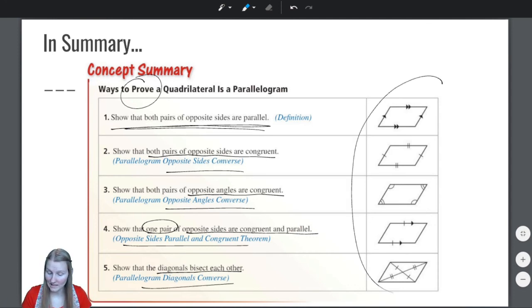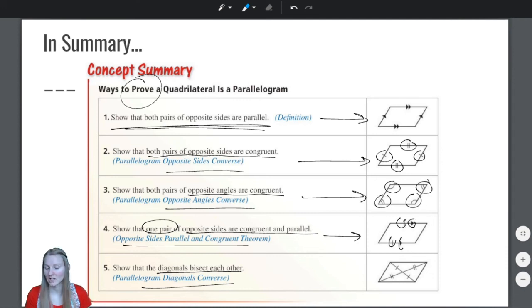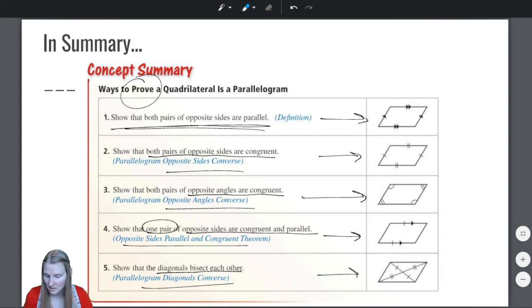I also really like that they give us pictures of what each of these looks like. So if you can show these arrows, it's a parallelogram. If you can show these tick marks, it's a parallelogram. If you can show these angle markings, it's a parallelogram. If you can show, etc., etc. If you can get this picture on the right, then we know that we have a parallelogram.